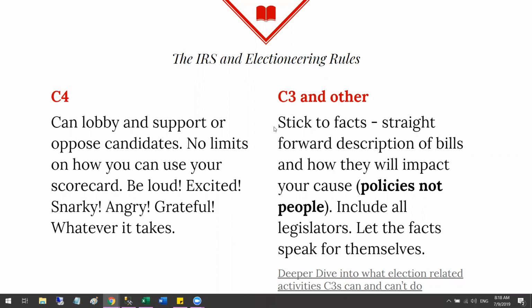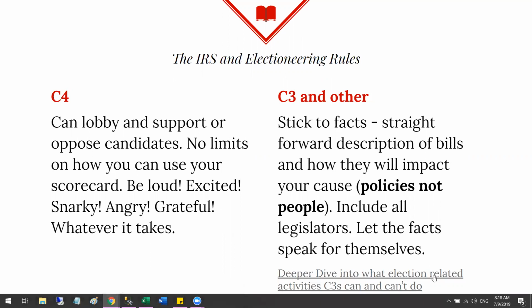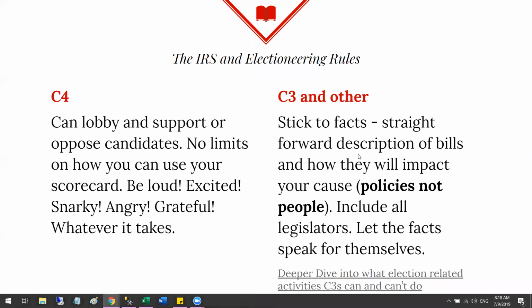All right. So I've got a link here to a great deep dive about what C3s and C4s can do, what counts as electioneering and where you're going over the line. So you don't want to run afoul of the IRS. So do keep that in mind. But as a C3, obviously consult your own lawyer, but on the whole, if you keep it pretty straightforward, you are showing just the facts, how they voted, all added up. It's just math. And so you should be on the right side of the line if you are reasonably careful.